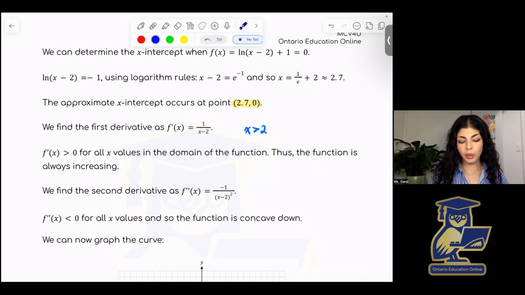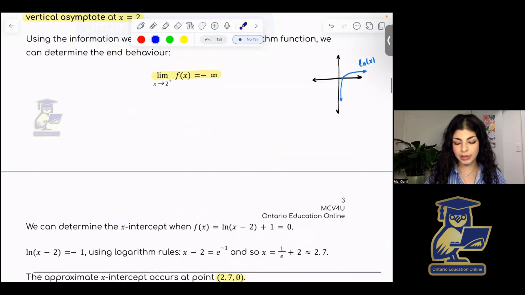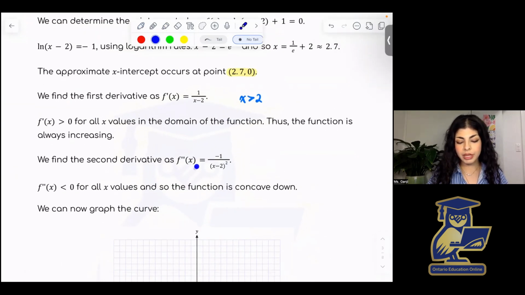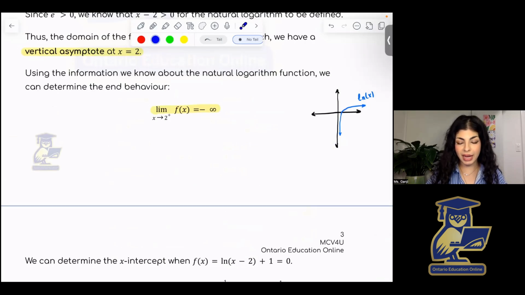So that means our function is always increasing. And again, that's what we expect from here anyways. This is an increasing function. Now we also find the second derivative here, which is negative 1 over x minus 2 squared. And now this is actually less than 0 for all x values, because this part is greater than 0, and this one is the negative, so it's going to make the whole output negative for all x values. So then we can conclude the function is concave down, and again, that's what we expect from here anyways.